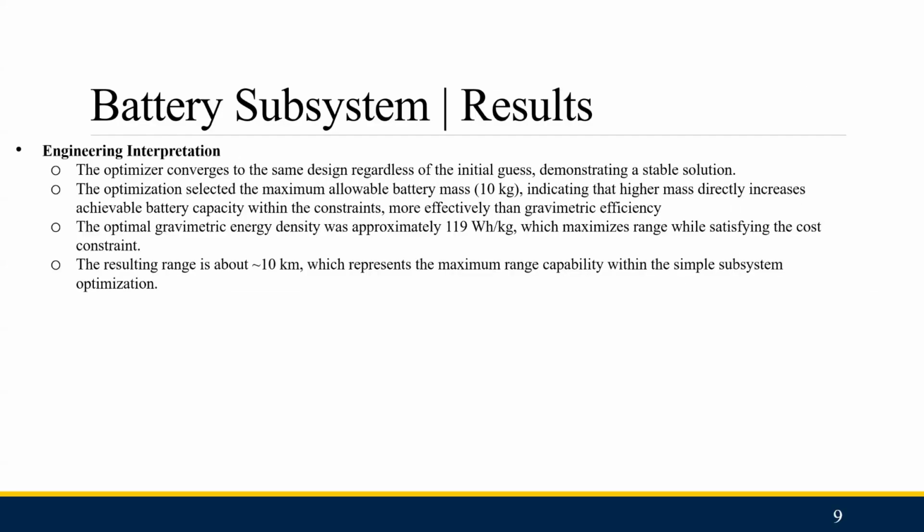The optimization selected the maximum allowable battery mass, 10 kilograms, indicating that the higher mass most directly increases achievable battery capacity within the constraints more effectively than gravimetric efficiency. The optimal gravimetric energy density was approximately 119 watt-hours per kilogram, which maximizes range while satisfying the cost constraint, and the resulting range is about 10 kilometers, which represents the maximum range capability within the simple subsystem optimization.